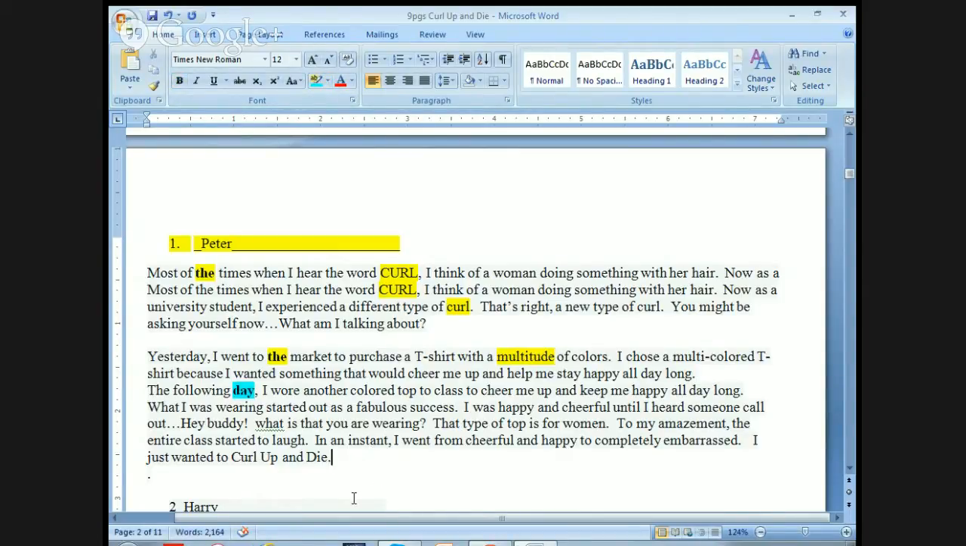What I was wearing started out a fabulous success. I was happy and cheerful until I heard someone call out, "Hey buddy, what is that you are wearing? That type of top is for women." To my amazement, the entire class started to laugh. In an instant, I went from cheerful and happy to completely embarrassed. I just wanted to curl up and die.